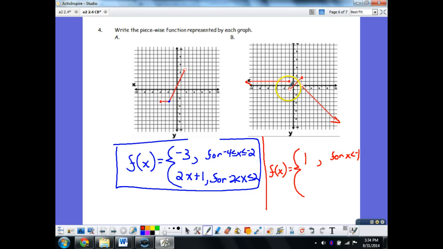The next piece is between -1, not including, but then including 2. And the equation of this line, the y-intercept is 0, slope is 1. So 1x plus 0, or x. And finally, the last one is for all x greater than 2.